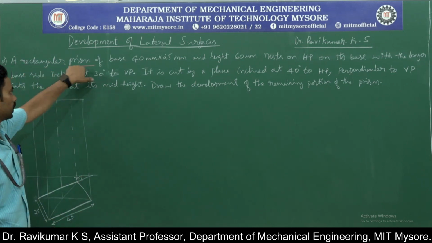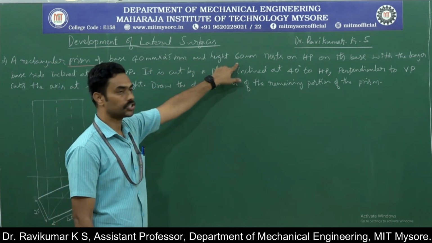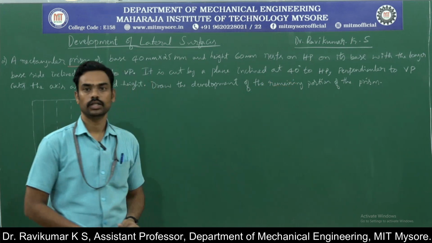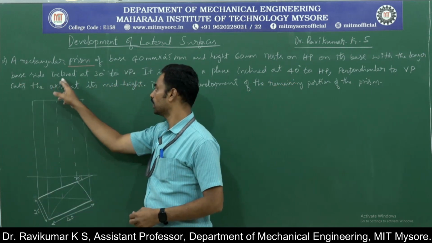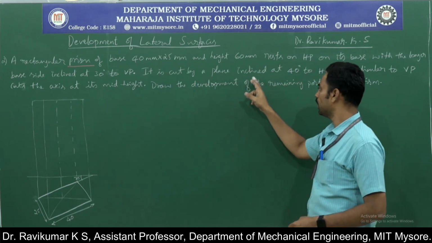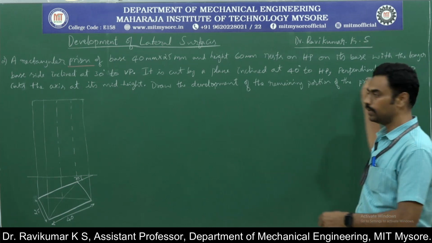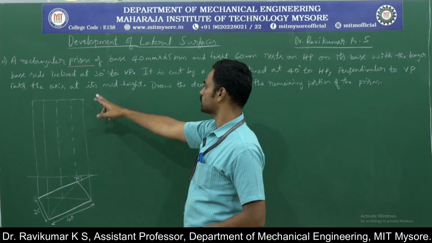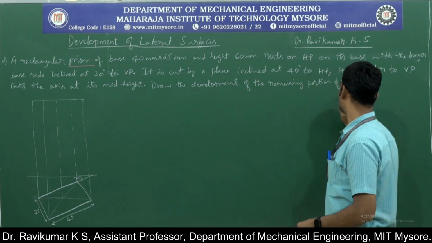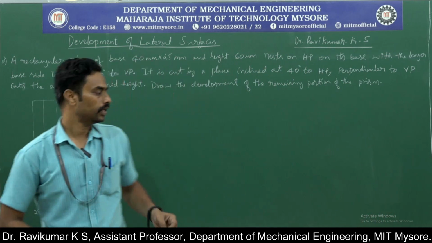A rectangular prism of base 40 mm by 25 mm and height 60 mm rests on HP on its base with the longer base side inclined at 30 degrees to VP. It is cut by a plane inclined at 40 degrees to HP, perpendicular to VP, cuts the axis at its mid height. Draw the development of the remaining portion of the prism. So this is the problem given.